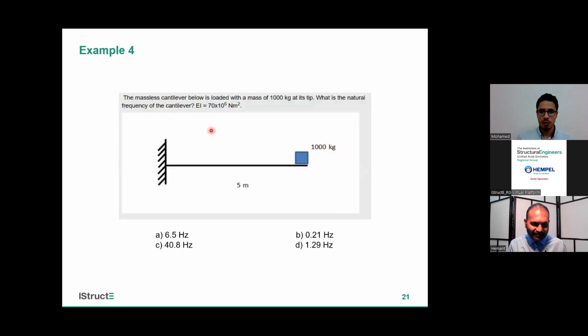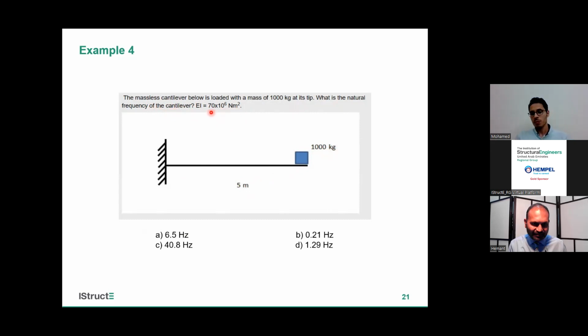And here is one of the most common questions in the exam. You will find it in any exam you take. Here we have a dynamic system, consisting of a load with a mass of 1,000 kilograms, and here is 5 meters in length. We need to calculate the natural frequency of the cantilever, and EI is given.